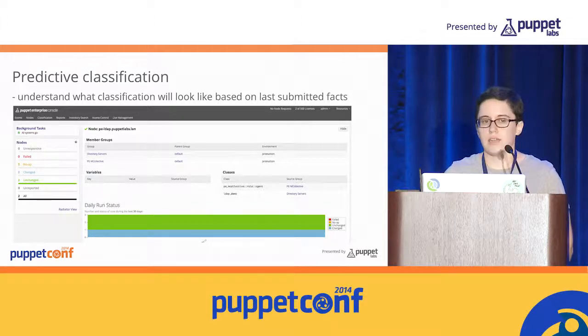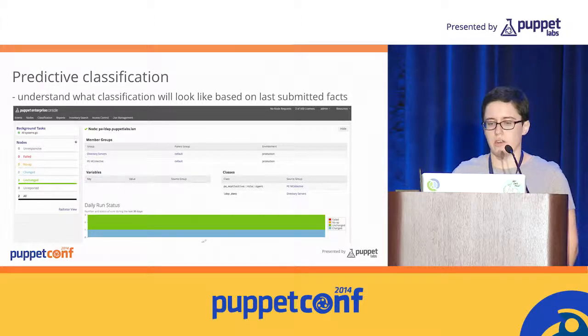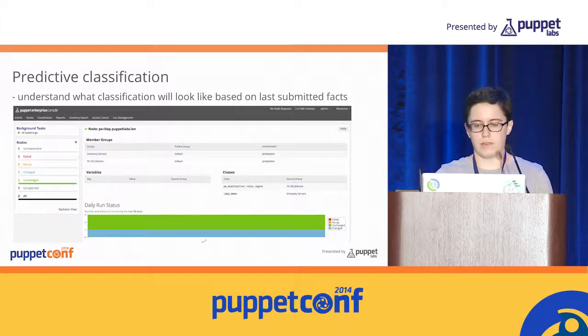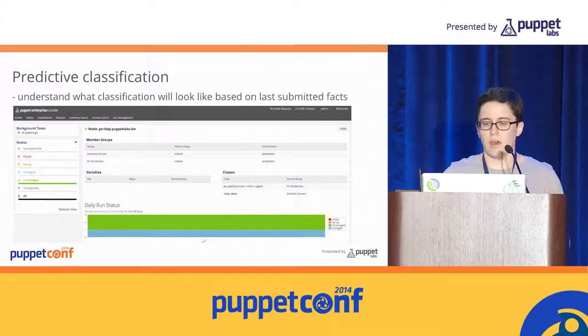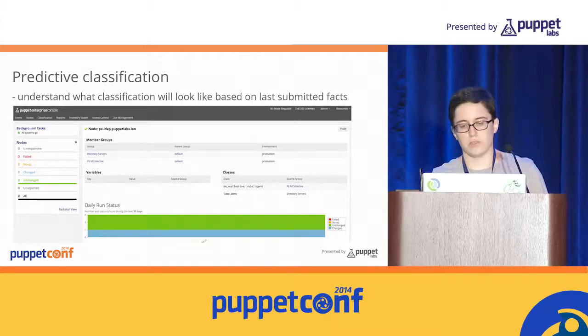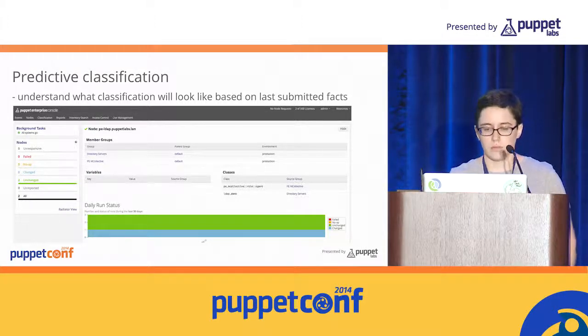There are potentially times when it might change, especially if you have classified based off of a fact that changes a lot. But it's a good way of understanding, okay, I have this, in this case, this directory servers group that is bringing in this LDAP demo class. But I also, this node matches rules for the PEM collective group.